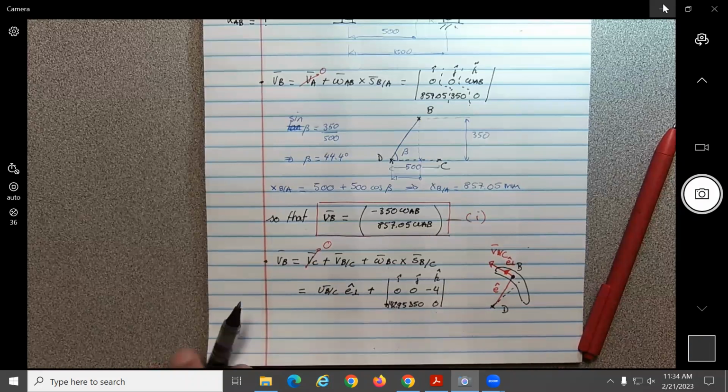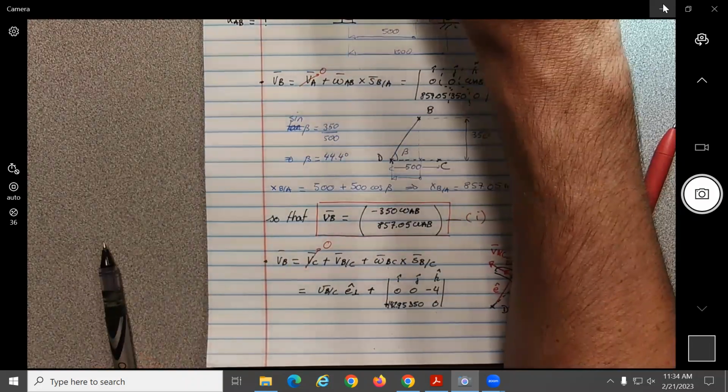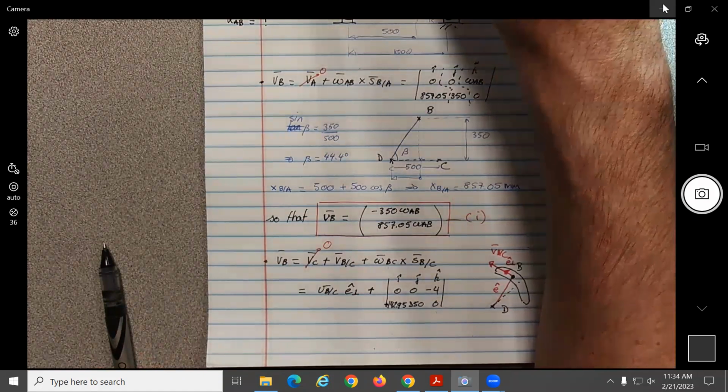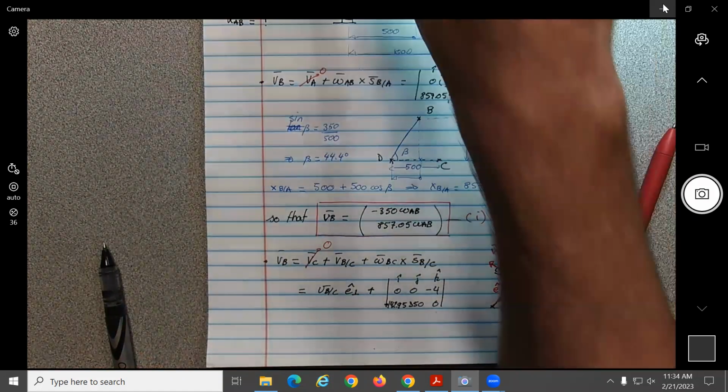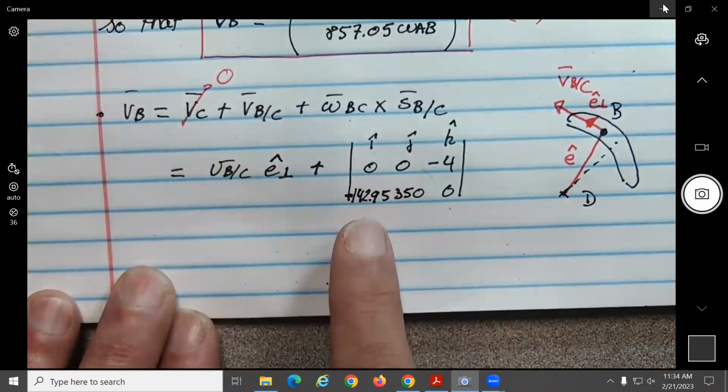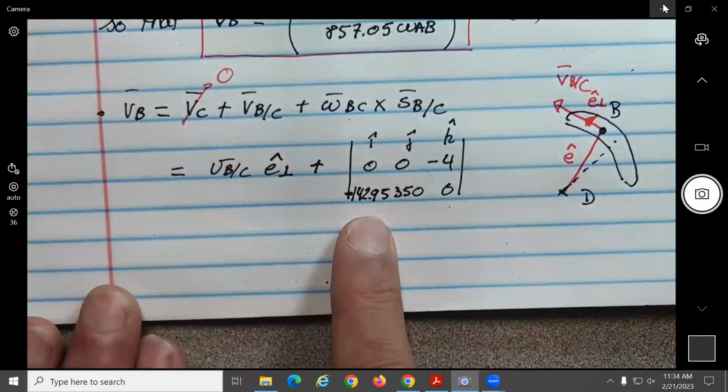So sorry for that. I know it's very small. I can zoom in for a second if I know how to do that. Yeah. Sorry for that, guys. So it's negative 142.95 and 350.